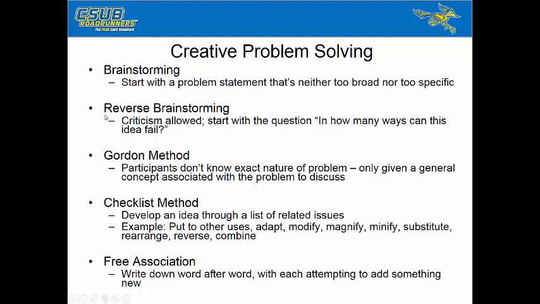Reverse brainstorming. Criticism is allowed in this case. Usually you don't want to criticize in brainstorming. You just want to think of as many new ideas as you can. With reverse brainstorming, you start with the question, how many ways can this idea fail? And you're trying to come up with ways that it could fail instead of succeed. Not because you want to be negative, but because identifying ways to fail often will identify weaknesses in the product, identify opportunities to make things better in a different way than positive brainstorming.